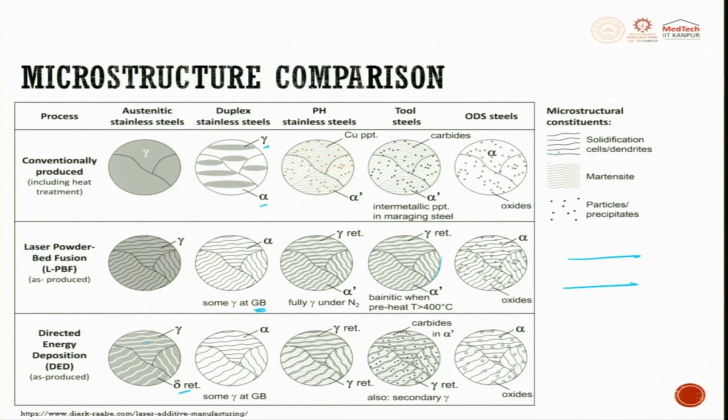When we try to see the microstructure, these are all solidification dendrites, these are all martensitic dendrites, the small lines which you see here are all martensite, and these small particles are called precipitates which are there.